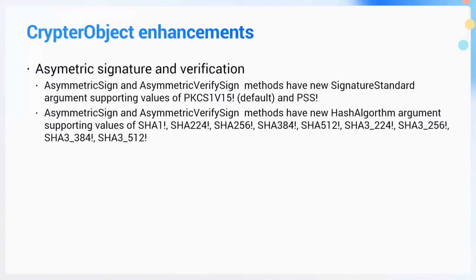The other option is PSS. And there's a new hash algorithm argument. And it supports values of SHA-1, SHA-224, SHA-256, SHA-384, SHA-512, SHA-3224, SHA-3256, SHA-3384, and SHA-3512.